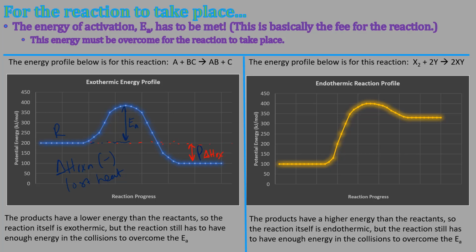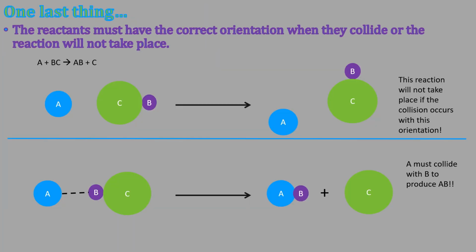All right, and then for an endothermic reaction, the energy of activation is going to be from where we start to the top of the peak. And then the delta H of the reaction for this one is going to be from the reactants up to the products. So this one you can see is gaining heat, so it's positive, and it's going to be endothermic for that reaction. Okay, so another thing, the reactants have to have the correct orientation when they collide, or the reaction will not take place.